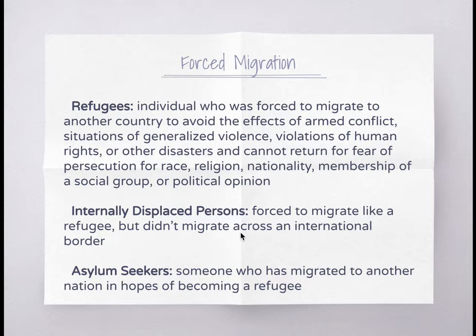There's this group called the Rohingyas who are in Myanmar who are Muslim, and basically the Myanmar military came to their villages, killed all the men, took the babies, bashed their heads in on rocks, and tried to rape and kill all the women. It's just nuts. Then there are internally displaced people, people forced to migrate, but they don't cross the international border. Some Iraqis, some Afghanis fall into this category. And then you got asylum seekers, someone who has migrated to another nation in hopes of becoming a refugee.